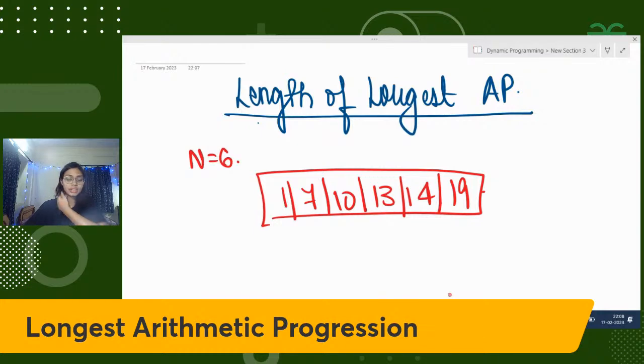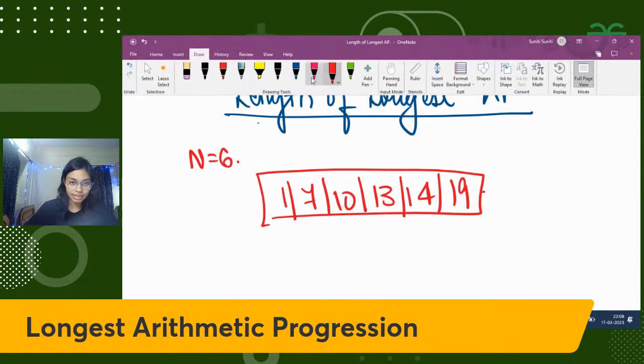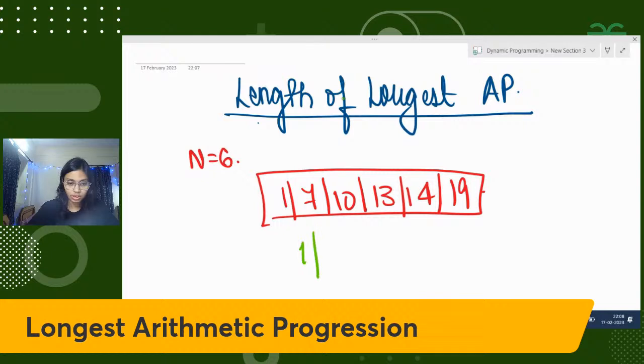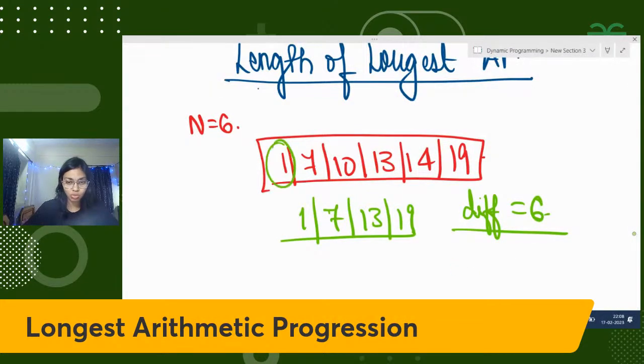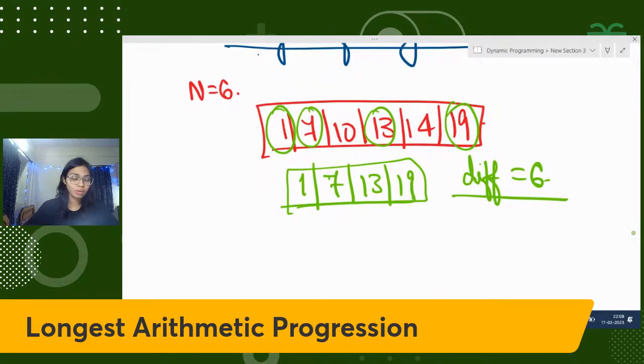Okay, so now in this, the longest AP that we are getting is 1, 7, 13, 19. Okay, and what is the common difference of all? The common difference is 6, right? As you can see, if we take the elements as 1, 7, 13, and 19, it will give you the longest AP, right? Okay, so one of the most common properties of AP is, if we have three elements, say A, B, C, then what is the relation? If all of these three are in AP, then what is the one relation that these three elements have?